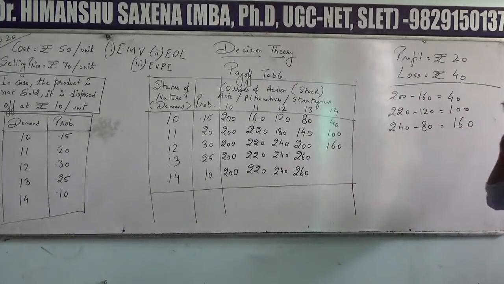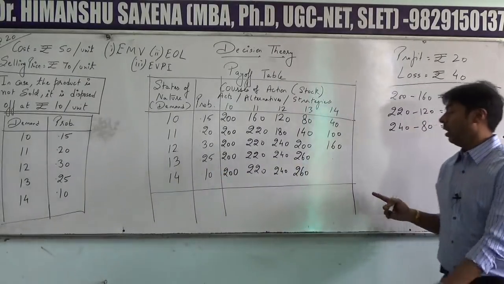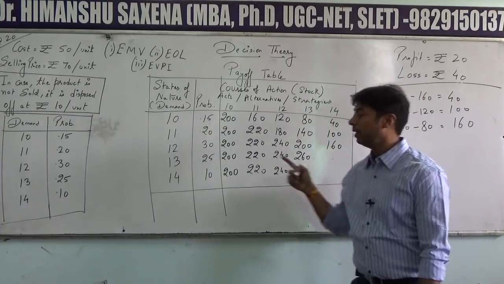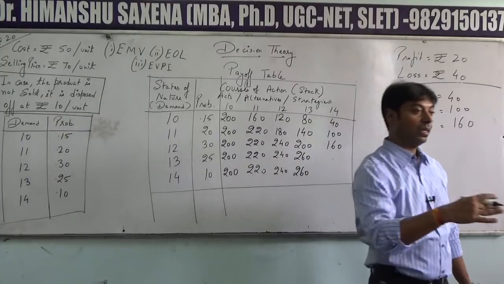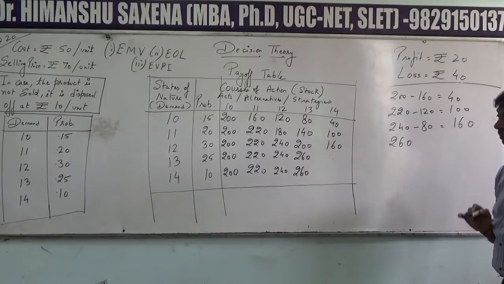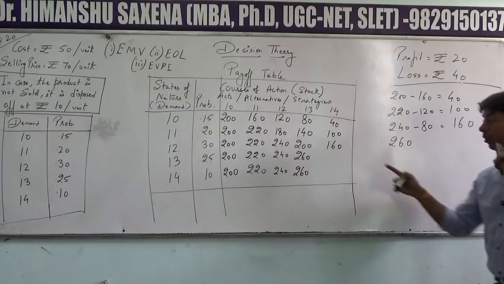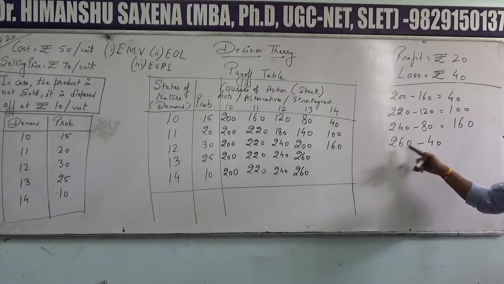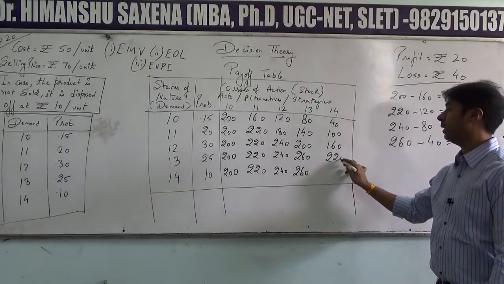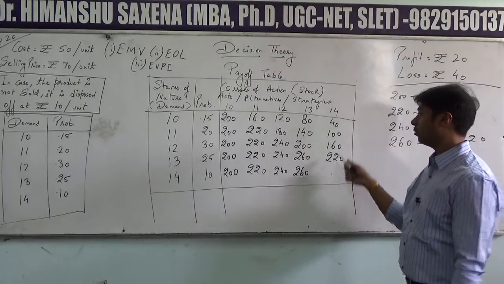Right, next place, the stock is 14 and the demand is 13. Now you are having a stock of 14 at your place and the demand is equal to 13. So 13 units will be sold and 13 will give you a profit of 260. Now after selling 13 units, in this case you are left with 1 unit only. That will be your loss. So 260 minus 40, that will be equal to 220.